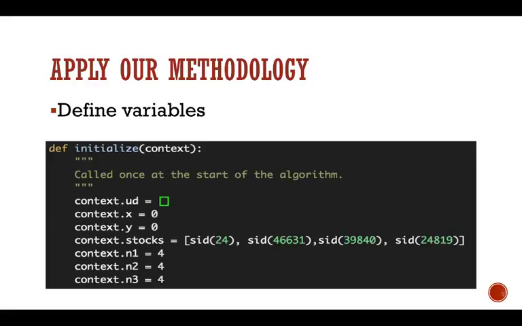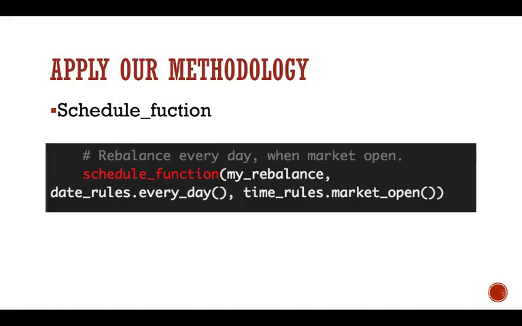For the code, we first define the global variables n1 equal to 4, n2 equal to 4, and n3 equal to 4. You can change the value of these parameters according to the situations, and then initialize ud equal to 0, x equal to 0, and y equal to 0. And we want to rebalance when market opens every day, so we should use schedule function on the Quantopian platform.